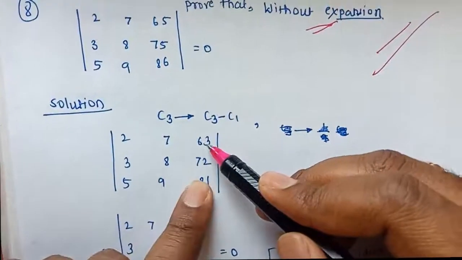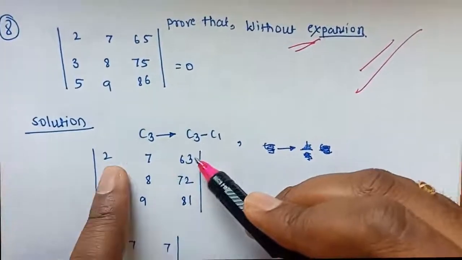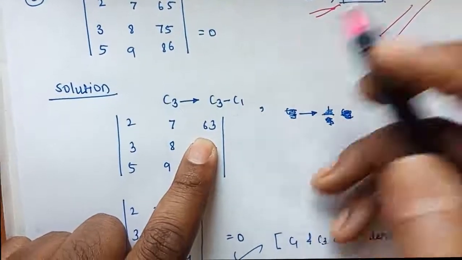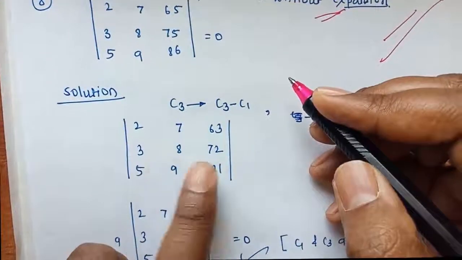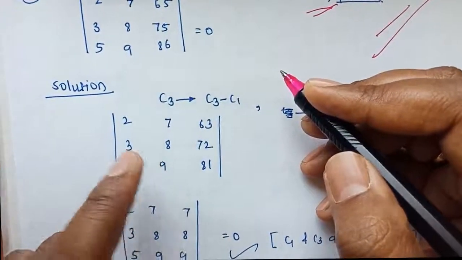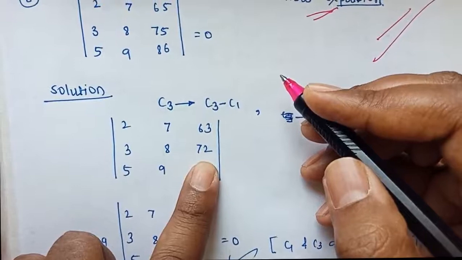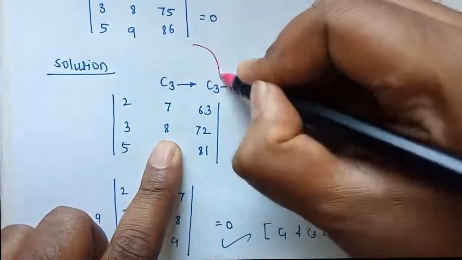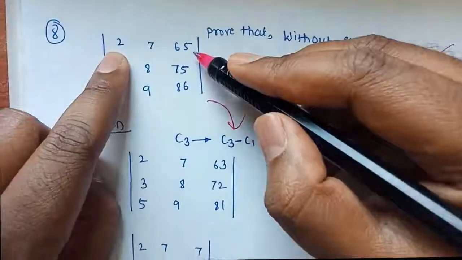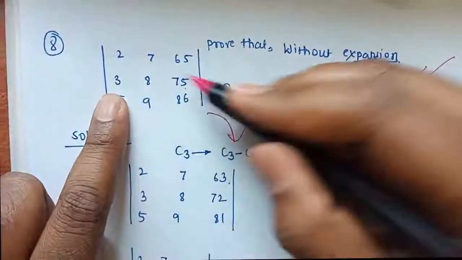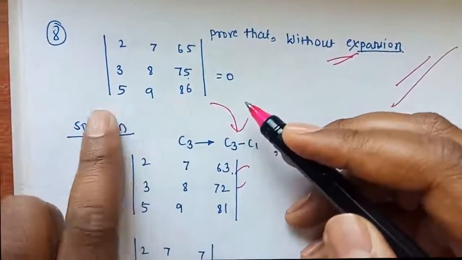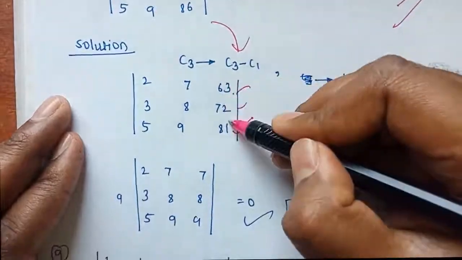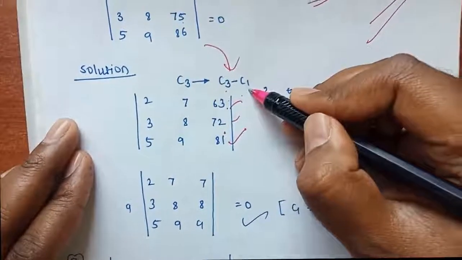So C3 minus C1, that means 63 minus 2, I will get 61. The next is 72 minus 3. Sorry, this is not right. I have directly used the formula here. Now 65 minus 2 is nothing but 63, 75 minus 3 I will get 72, and 86 minus 5 I will get 81. Now these are the elements of C3, after the transformation.